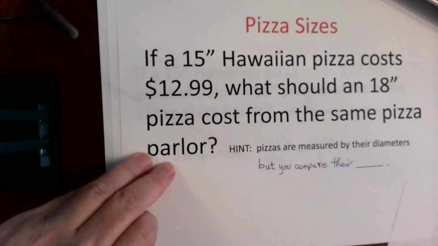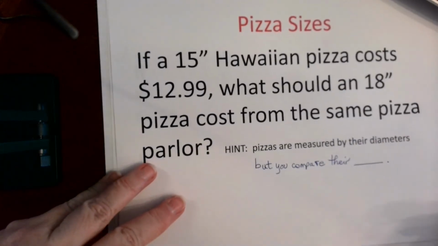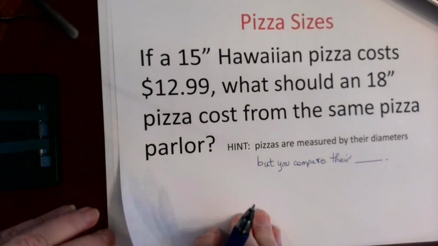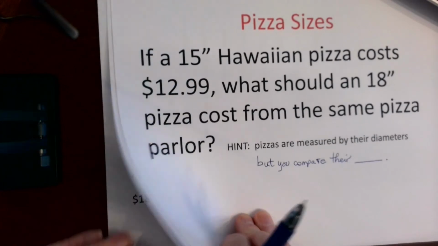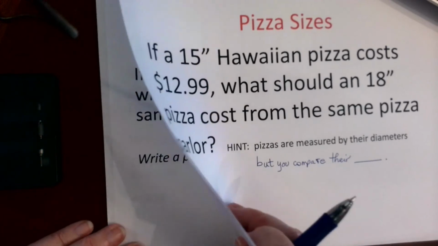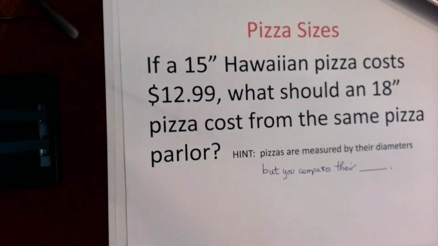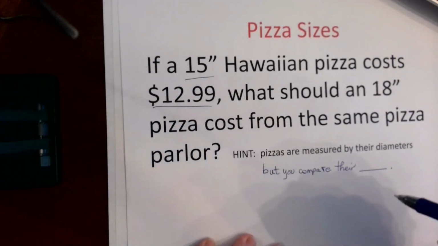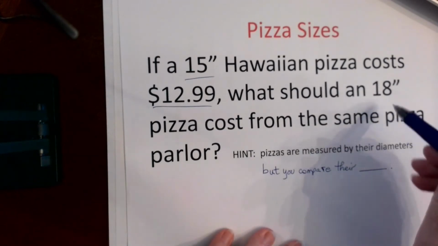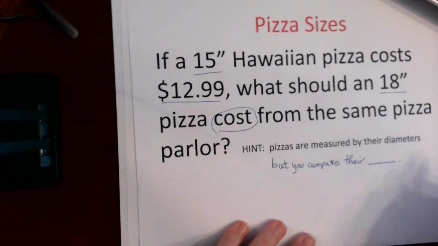Proportions are wonderful and they can go pretty fast. Here's one about pizza slices. Read it to yourself by pausing the video and then turn it back on. So if we have a 15-inch pizza and we know the cost, that'll be 1 fraction. And then we have an 18-inch pizza and we want to know the cost. That will be the other fraction.